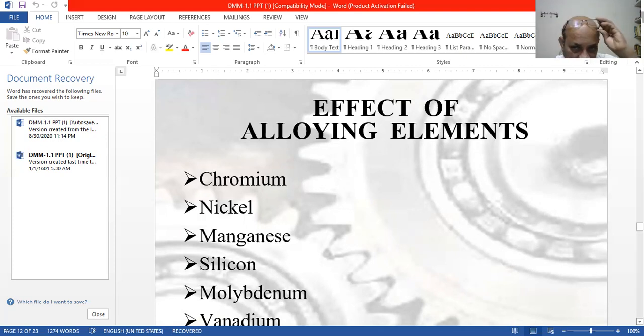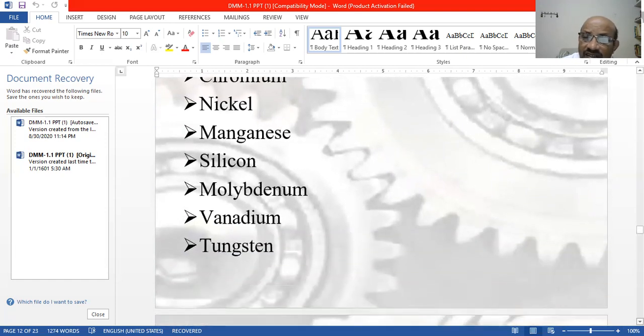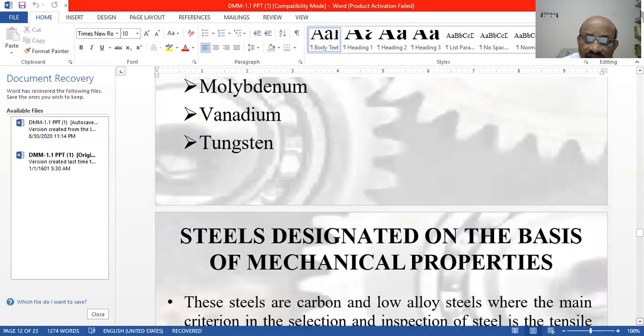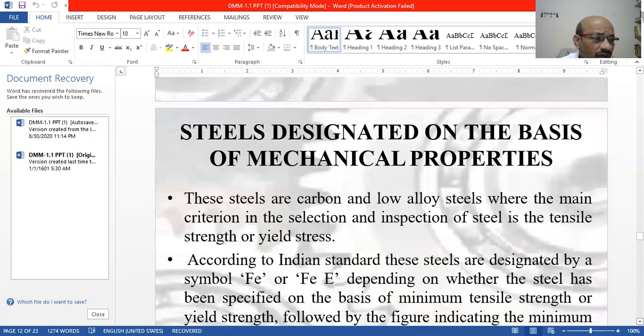So, the effect of alloying elements. What are these alloying elements? Chromium, nickel, manganese, silicon, molybdenum, vanadium, tungsten. We can mix these in. Now, what are the steels? So we have that syllabus in BS steels here.